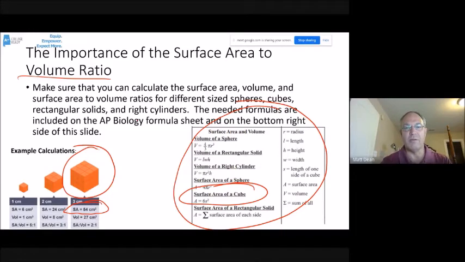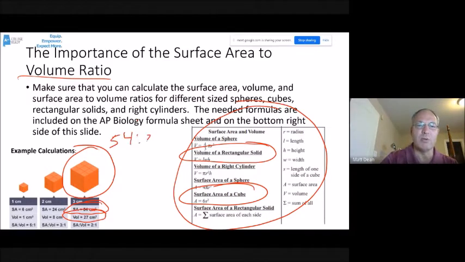To get the volume, a cube is a rectangular solid. Length times width times height. So we're going to go 3 times 3 times 3. And 3 times 3 times 3 gives us 27 cubic centimeters. So our surface area to volume ratio is 54 to 27. It's fine to write it that way.